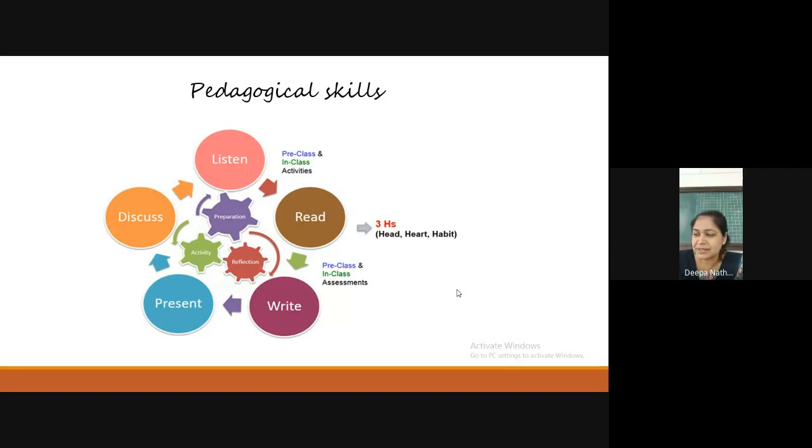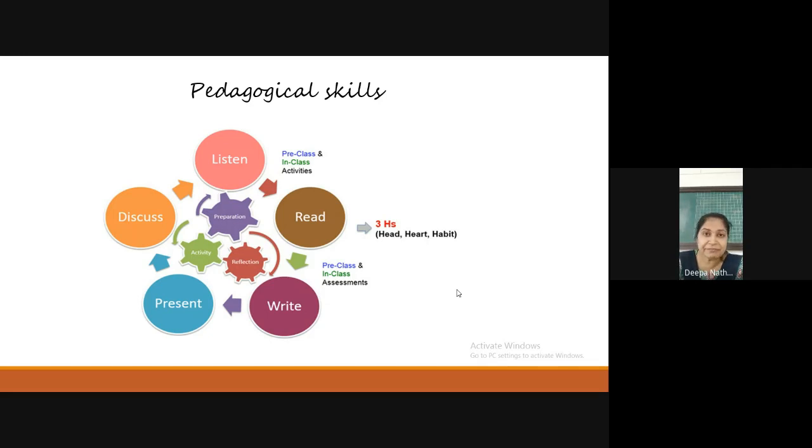Pedagogical skills. The most important part: listen, read, write, present, and discuss. When you discuss, you can come to know the different aspects of the same topic. Listen, pre-class, in class, and the activities which are going on. Read, I must say three things in this: head, heart, and habit. Put your head into reading, heart into reading, make it a habit. 3H. Again, pre-class, in class, and assessments, right.